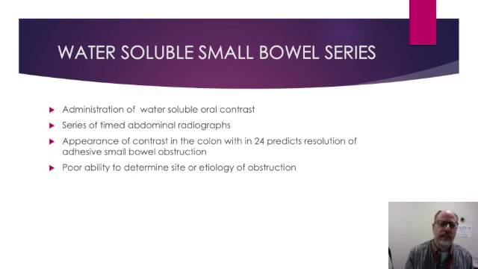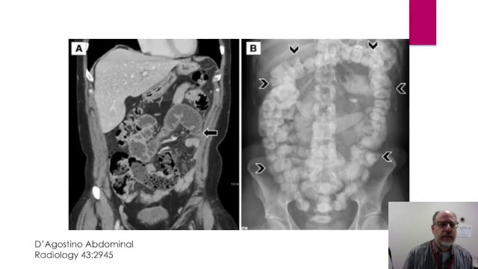It does have a poor ability to determine the site or etiology of obstruction. Here's an example. The image on the left indicates a small bowel obstruction with a transition point at the arrow, and then the image labeled B is a water-soluble small bowel series. I believe this was done at 8 hours, and the arrows indicate a large amount of water-soluble contrast throughout the colon, indicating passage of contrast material past the site of obstruction within 24 hours, indicating that the patient may benefit from a trial of conservative management rather than immediate surgery.